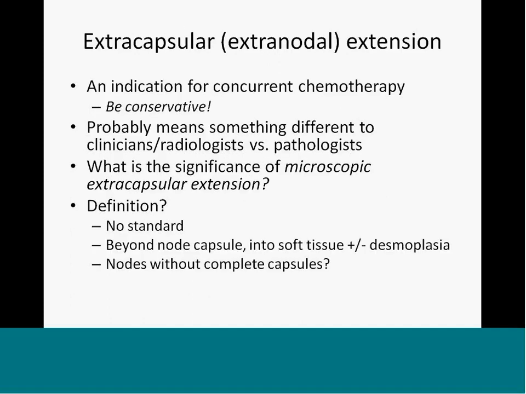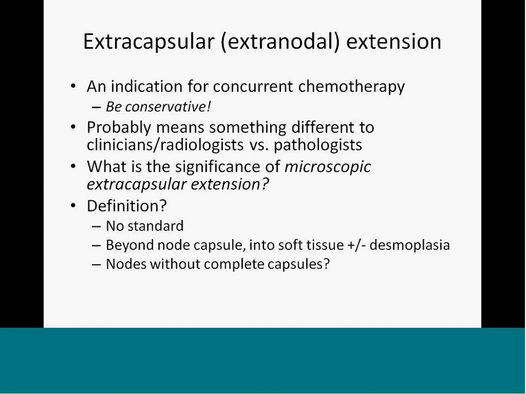Just with respect to extracapsular or extranodal extension, this is an indication for concurrent chemoradiation. So it's the addition of chemotherapy to radiation. So I think it's important in these circumstances to be somewhat conservative. And in speaking with clinicians, I think extranodal extension really means something a little bit different to clinicians and radiologists than it does to pathologists. So radiologically, nodes with extranodal extension have spiculated borders and irregular borders. Clinically, they might be matted nodes or immobile nodes.